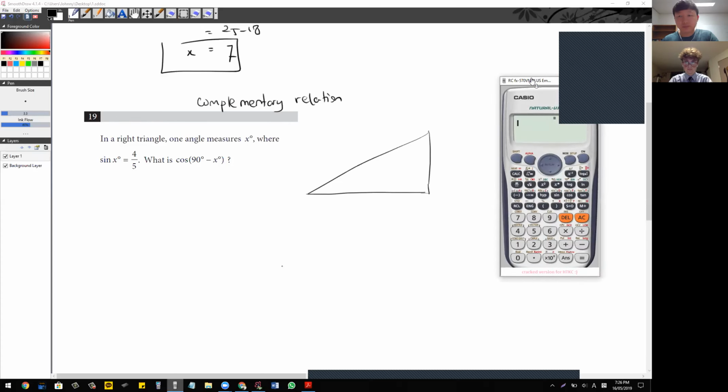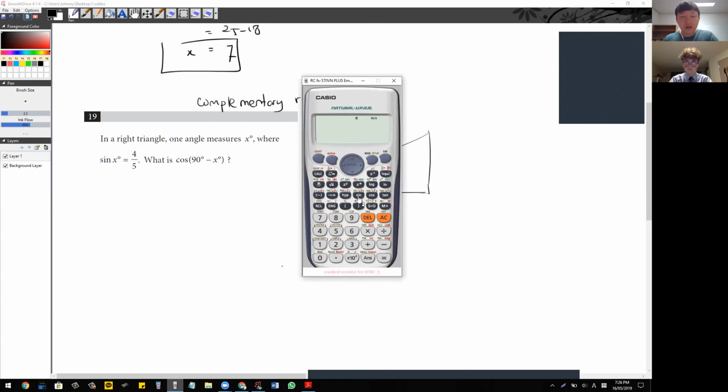If I have sine of 20, in degree mode, that's equal to 0.342. If I do cosine of 70, I get the same answer. I'm going to keep doing this. Sine of 1 is this, cosine of 89 is this. Sine of 15 is this, and cosine of 75 is the same thing.